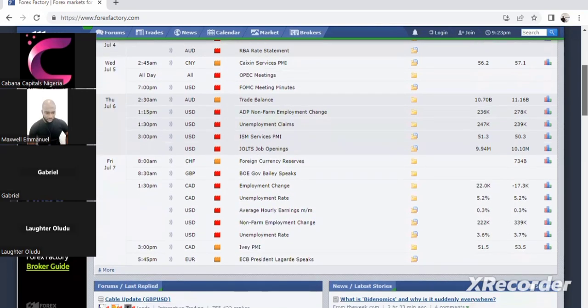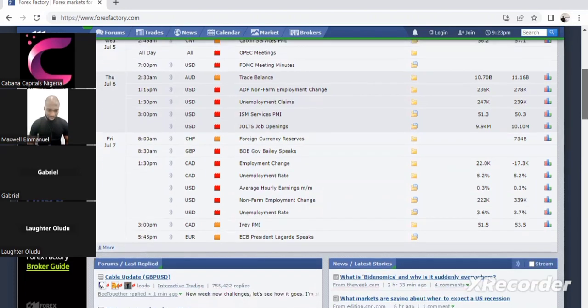Then on Friday, several major news from Great Britain, Canada, and United States. So this week, there will be great opportunity to make money and great opportunity to lose money. So as you trade this week, be calculative. Ensure you apply good risk and money management.